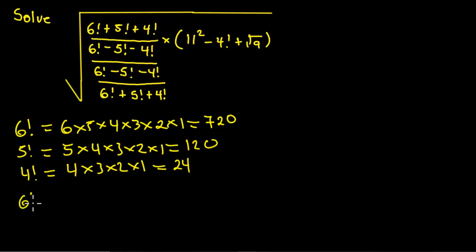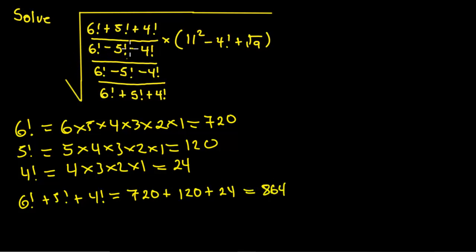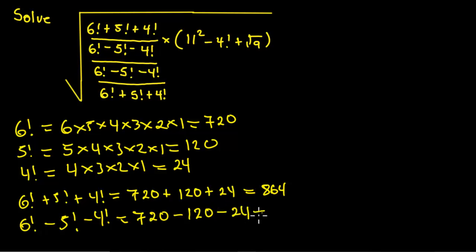So let's pick the first one. So we have 6 factorial plus 5 factorial plus 4 factorial, which we are going to have 720 plus 120 plus 24, which is going to give us 864. And then let's move on to the denominator, which we have 6 factorial minus 5 factorial minus 4 factorial. So 6 factorial we had 720 minus 5 factorial we had 120 minus 4 factorial we had 24, which we are going to have 576.